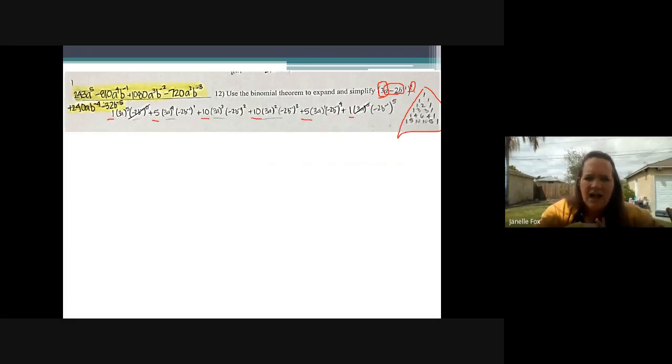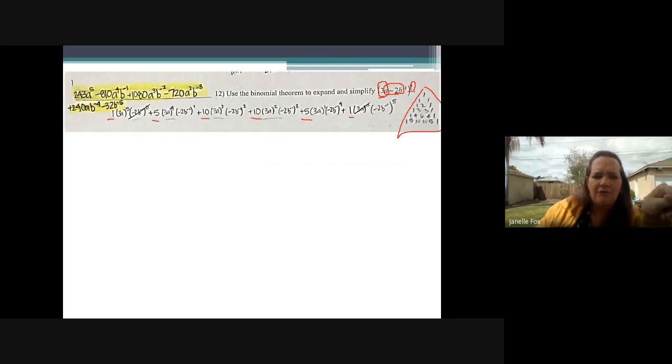So I'll rattle it off. It's 243 a to the 5th minus 810 a to the 4th b to the -1 plus 1080 a to the 3rd b to the -2 minus 720 a squared b to the -3rd plus 240 a b to the -4th minus 32b to the -5th.